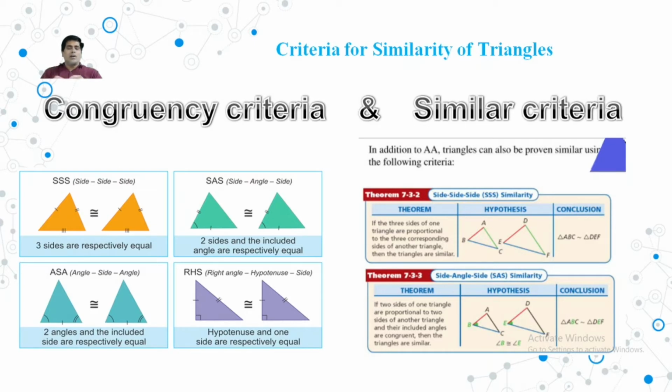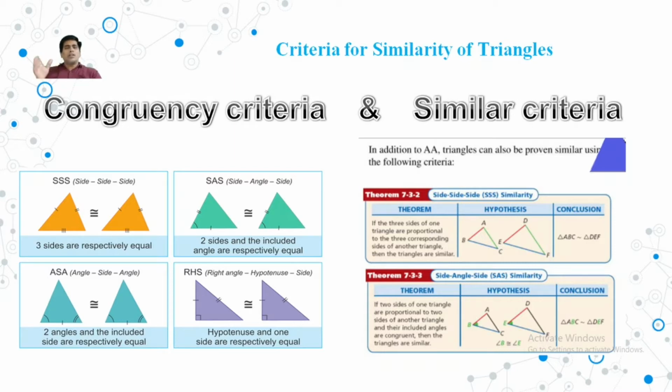RHS criteria: the hypotenuse and one side respectively equal in right angle triangles, then the two triangles are congruent. We have one special case, AAS also, the angle angle side criteria. So this is all about the congruency criteria.